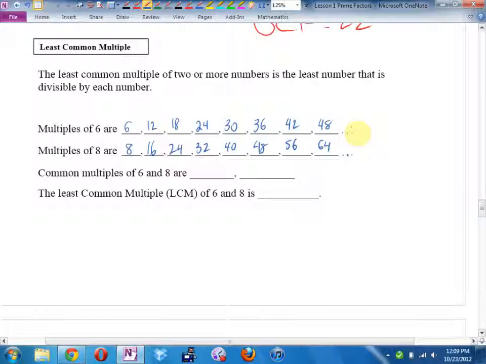A common multiple is a number that appears in both of those lists. The least common multiple is the smallest number that appears in both of those lists. What's the smallest number that appears in both of those lists? 24. By the way, common multiples are 24, 48. There's an infinite number of common multiples, but the least common multiple is 24.